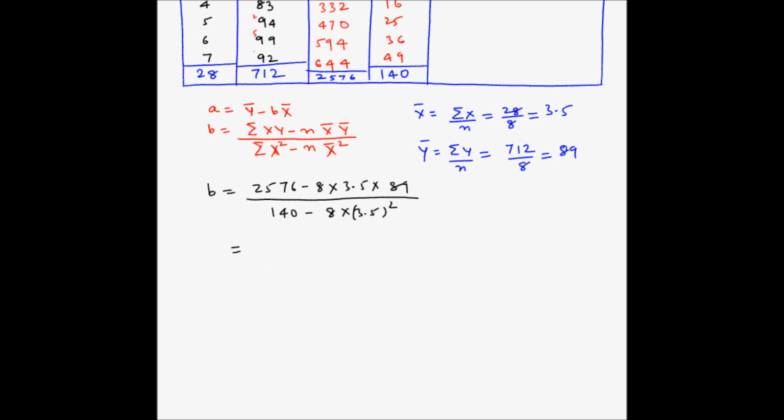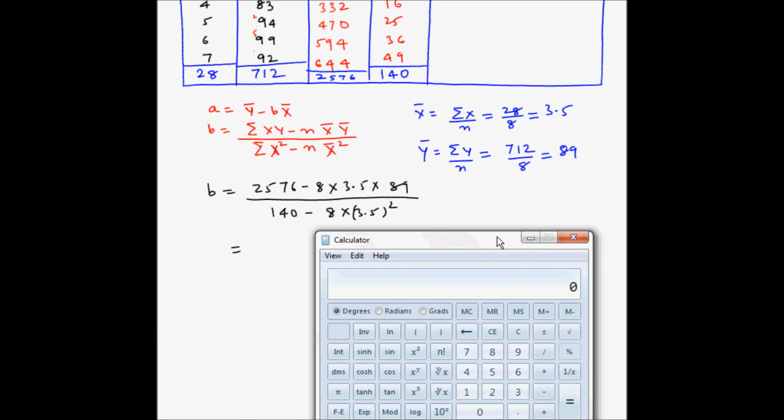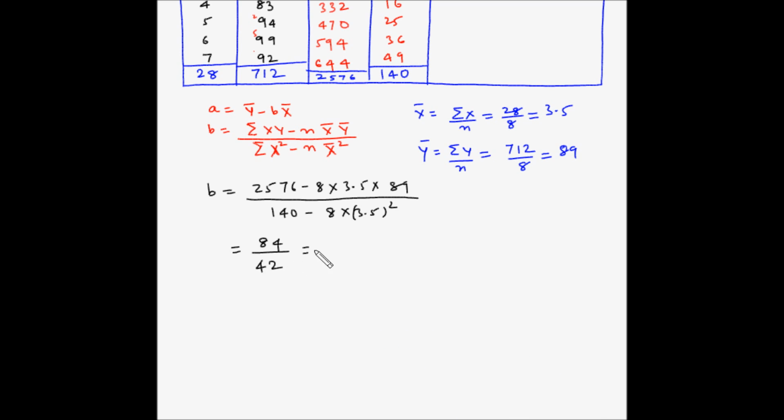So let me pull the calculator. 2576 minus 8 multiplied by 3.5 multiplied by 89. This is 84. So the numerator is 84 and this is divided by 140 minus 8 multiplied by 3.5 square. This is 42. And 84 divided by 42 is 2. So the value of b is 2.